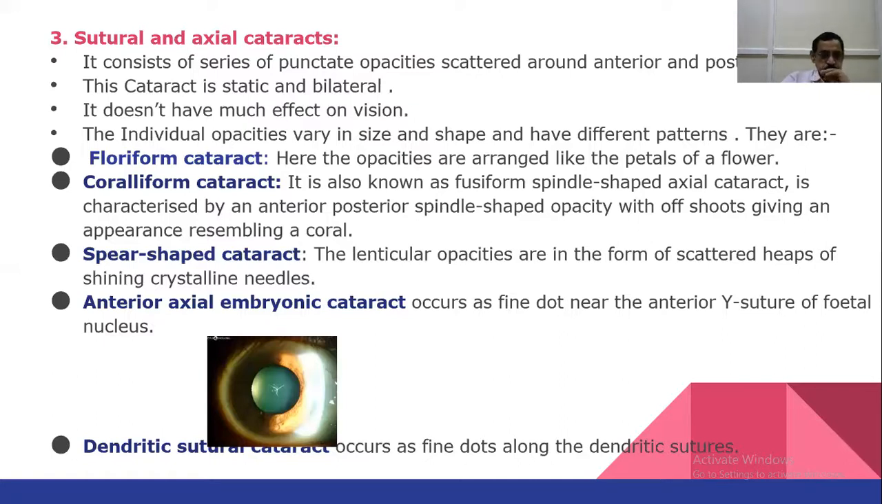Anterior axial embryonic cataract occurs as fine dots near the anterior Y sutures of the fetal nucleus. Dendritic sutures are also present. They occur as fine dots along the dendritic sutures. We can see the diagram here. This is the Y-shaped suture and the opacity is surrounding that Y-shaped suture.